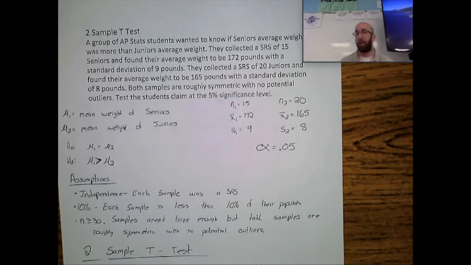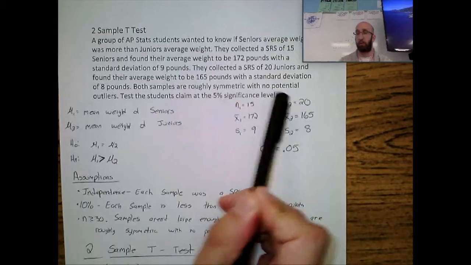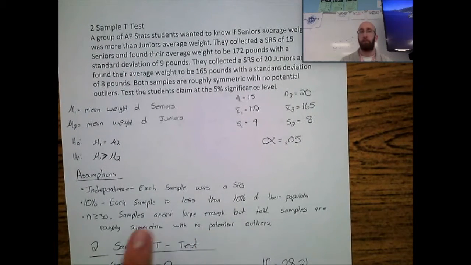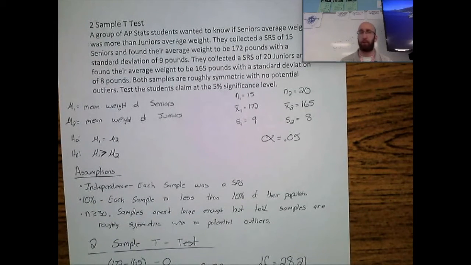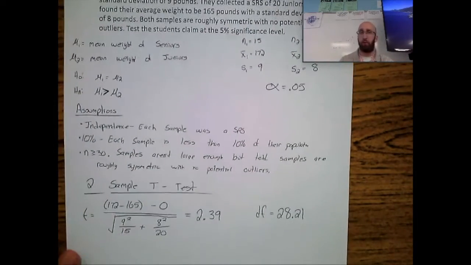So I'd like to take a look at both of these samples and see what they look like. But there is some information in this problem. It says both samples are roughly symmetric with no potential outliers. So it looks like that work was done for us. So I note it here. So I know my sample size, even though it's not greater than 30, since we are roughly symmetric with no potential outliers, we're good there. So we have all 3 of our assumptions met. That means we can move forward with the problem.